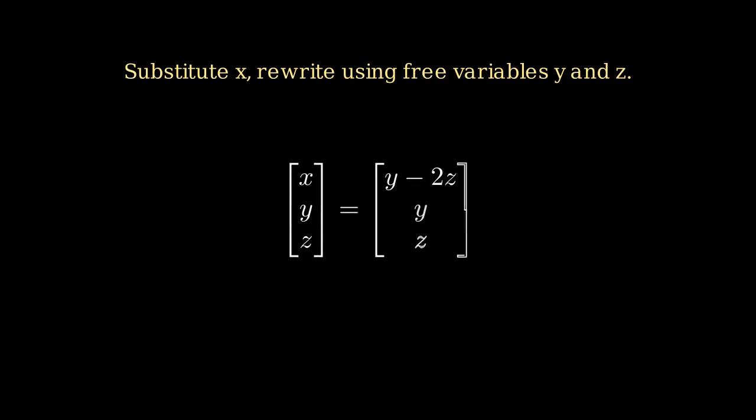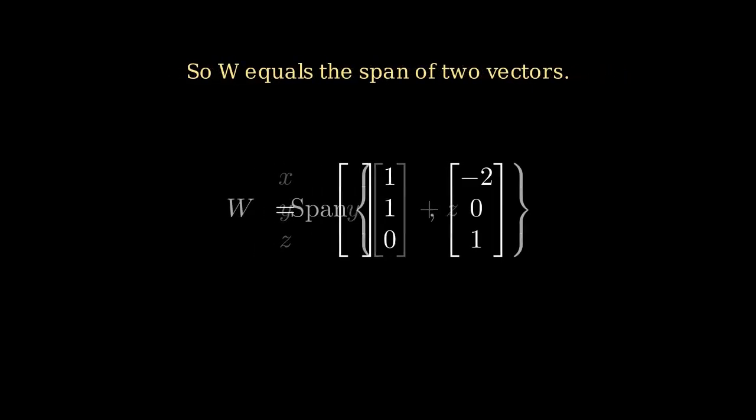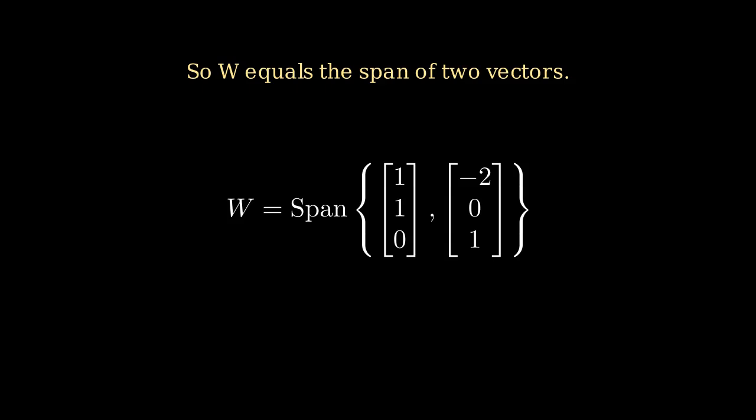The vector x, y, z becomes y times the vector 1, 1, 0 plus z times the vector negative 2, 0, 1, since x, y, and z are now written purely in terms of the free variables y and z. This shows that W equals the span of the vector 1, 1, 0 and the vector negative 2, 0, 1, so these two vectors span the plane.